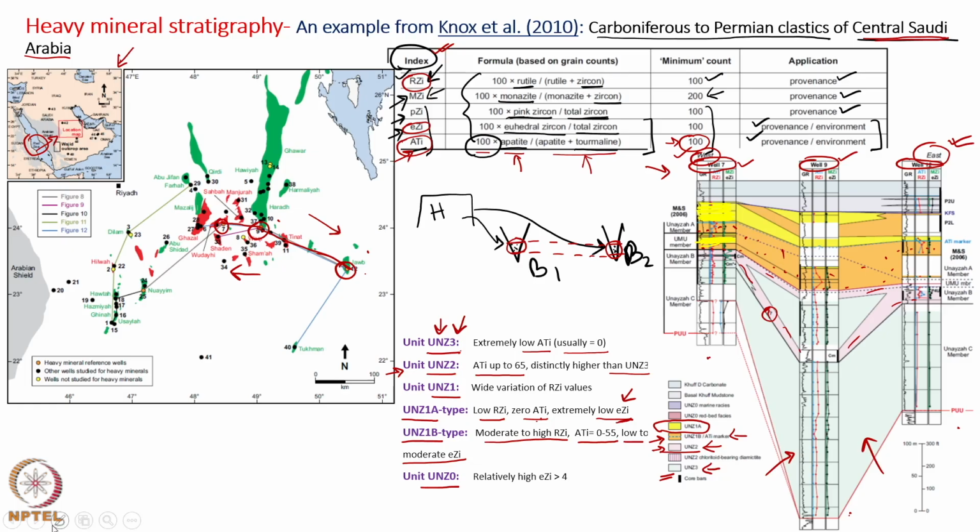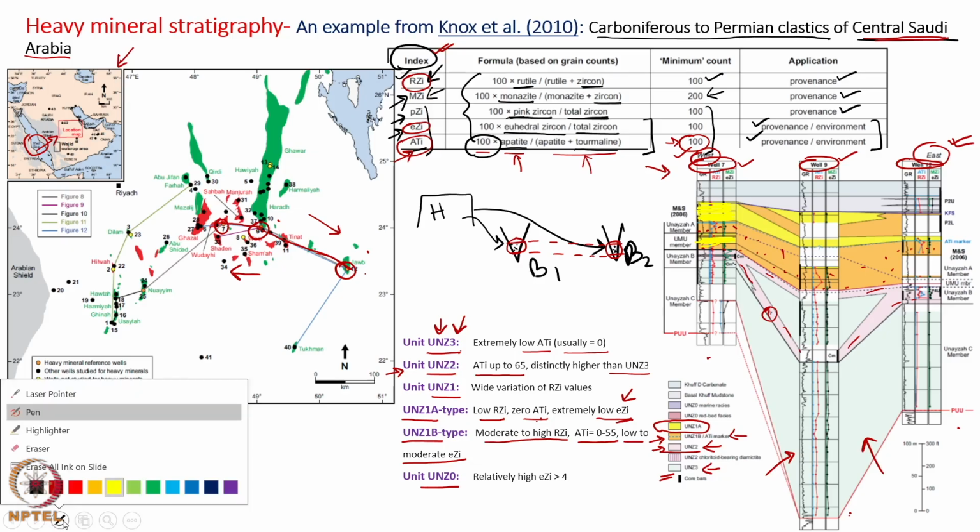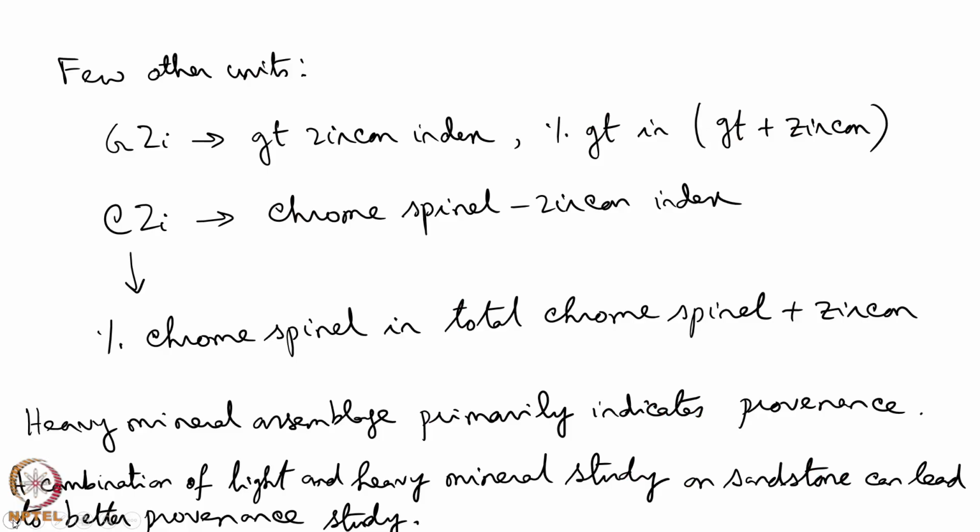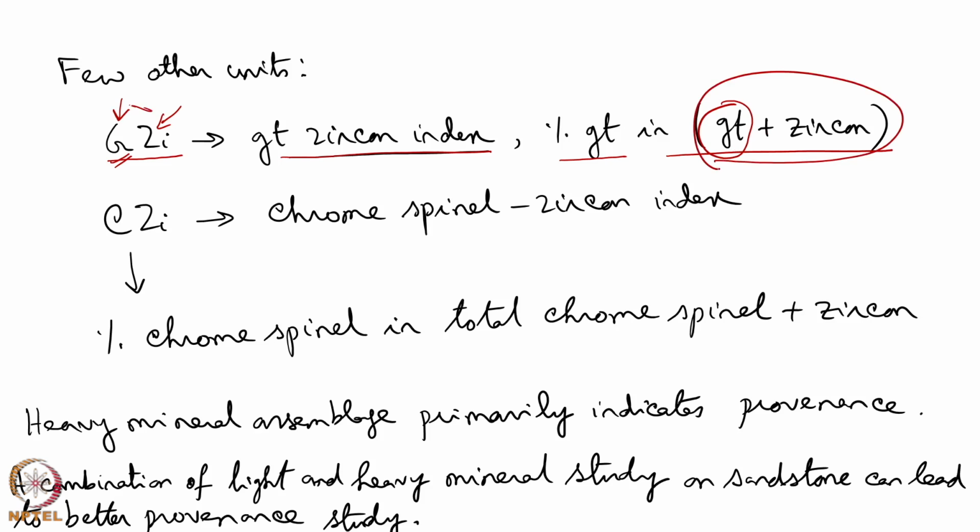So, in this way a finer resolution has been achieved from a terrain in central Saudi Arabia. Let us look at some other indices. The garnet zircon index, which is the percentage of garnet in garnet plus zircon, is represented by GZI. As usual, the second symbol Z and the first one together go in the denominator. It is expressed in percentage, so this ratio multiplied by 100 is expressed as GZI. All these indices are unitless.